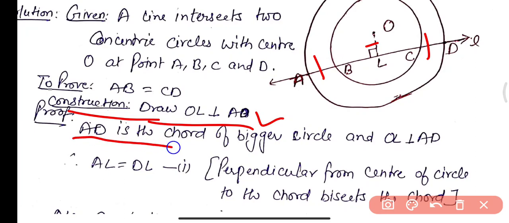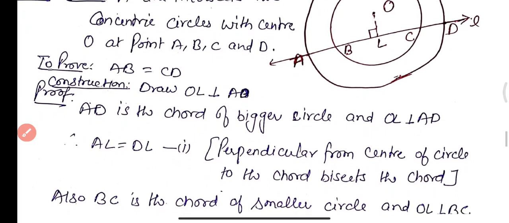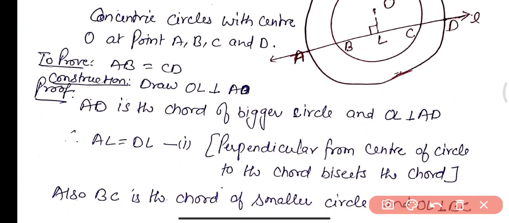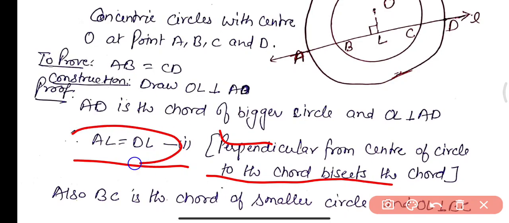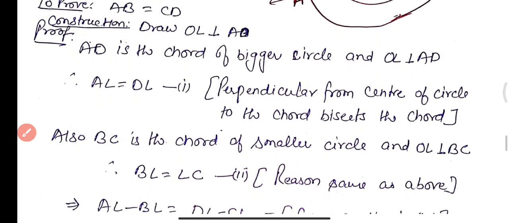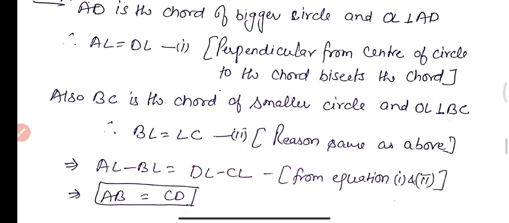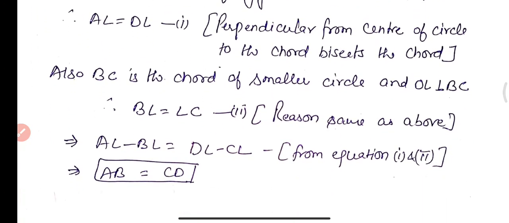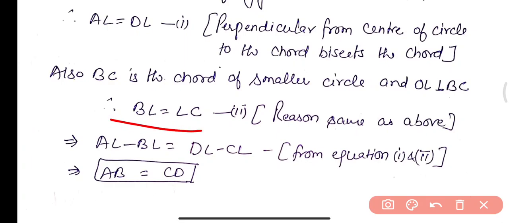Now as AD is the chord of the bigger circle and OL is perpendicular to AD, and we know that the perpendicular from the center of a circle to the chord bisects the chord, therefore AL equals DL. Similarly BC is also a chord of the smaller circle and OL is perpendicular to BC, so BL equals LC. The reason will be the same as above.